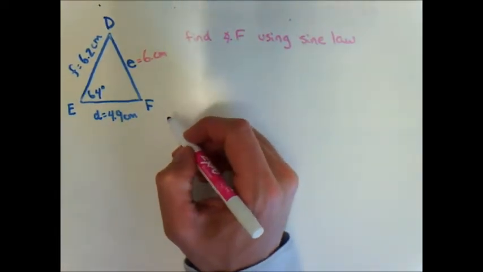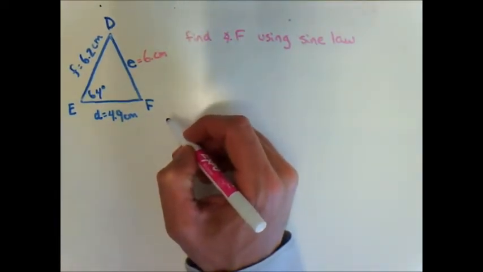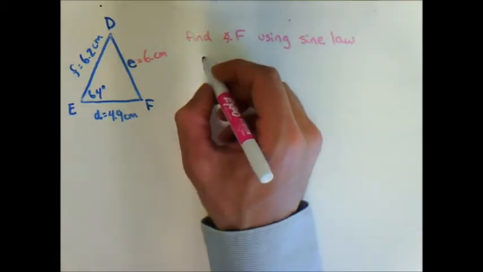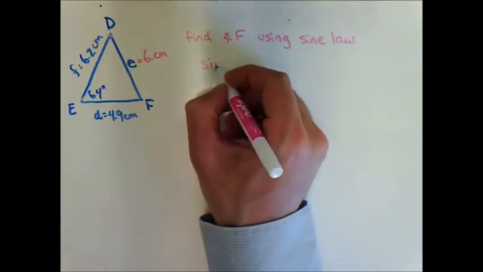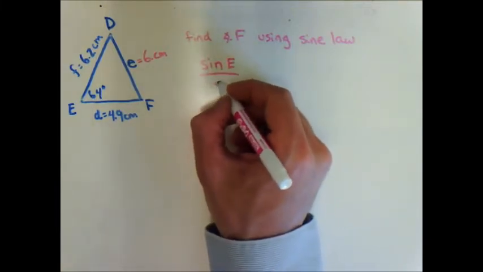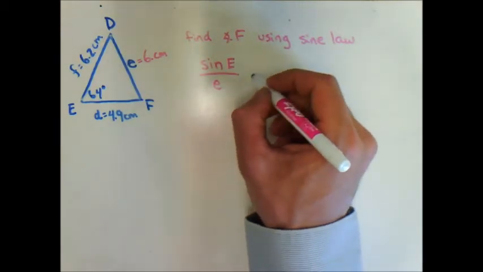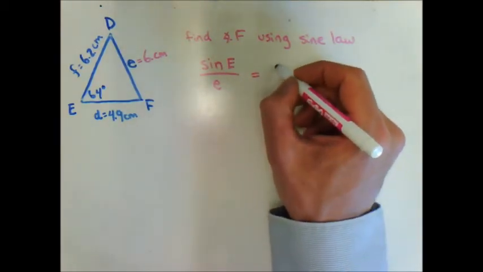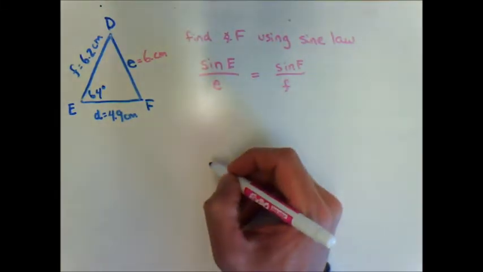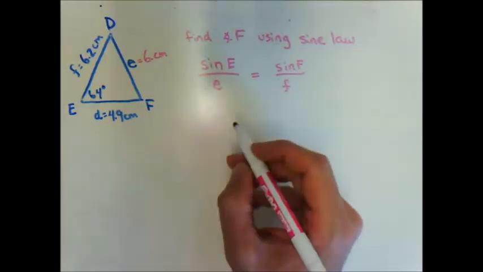What opposite information do we have that's going to give us our ratio? Sine 64 degrees over 6, and then sine F over 6.2. I'm going to use our variables each time, so we have E and E. We've got sine E over length E, and because we're solving for F, we're going to use sine F over length F. That's sine law. Sub in what we know.